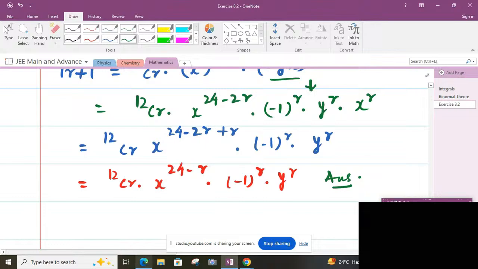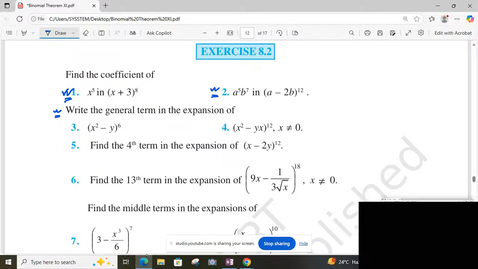Let's see the next question. This is the question number 5.